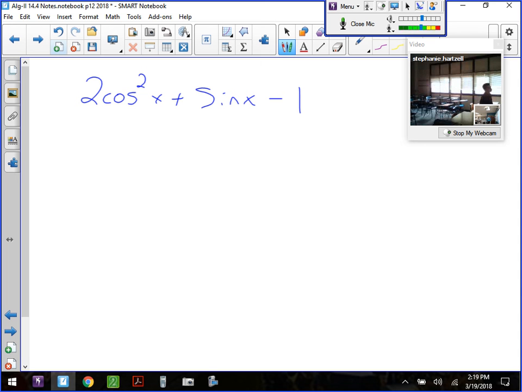In this case, you have a sine and a cosine. It's kind of like solving an equation with an x and a y in it. Can you solve an equation with two different variables? No. You'd have to be able to rewrite one in terms of the other to get one variable.